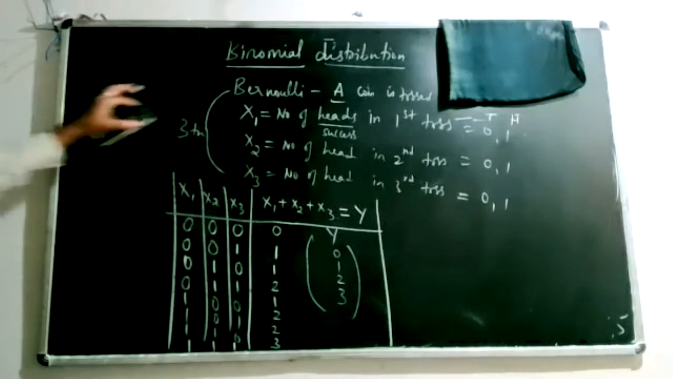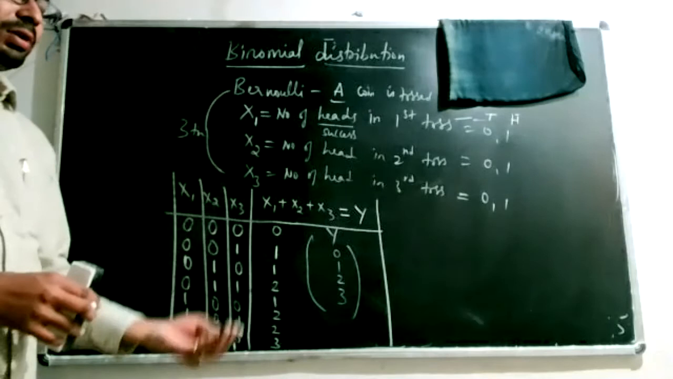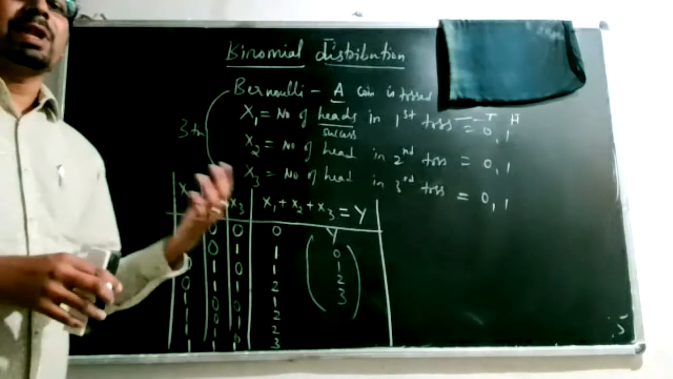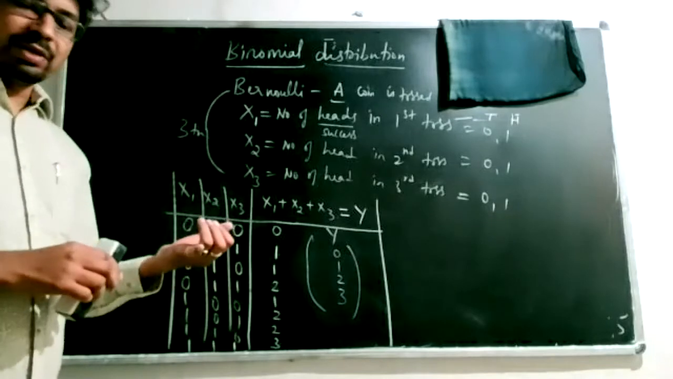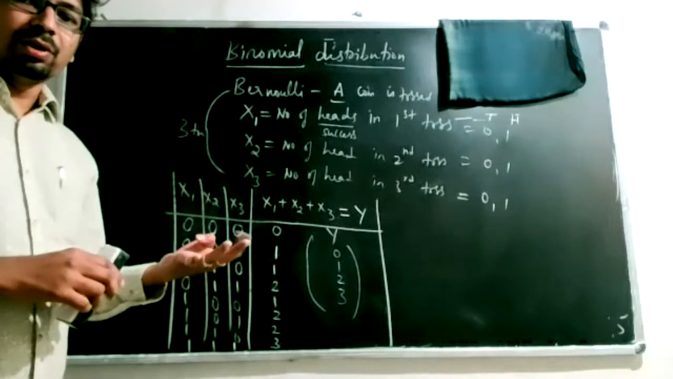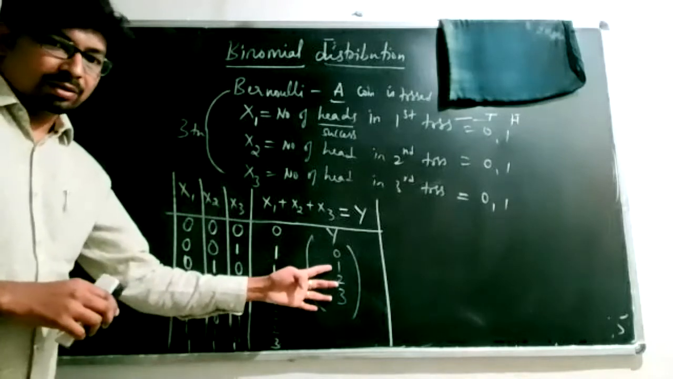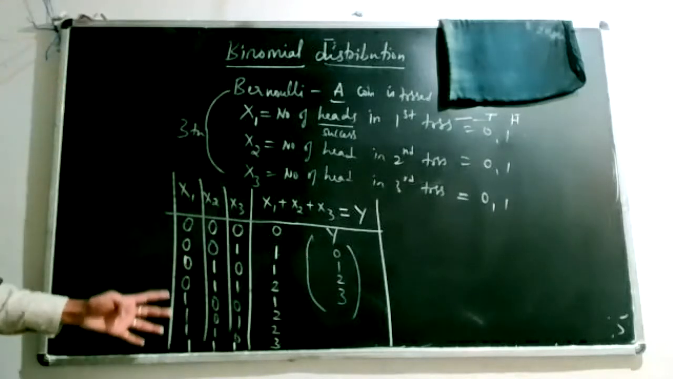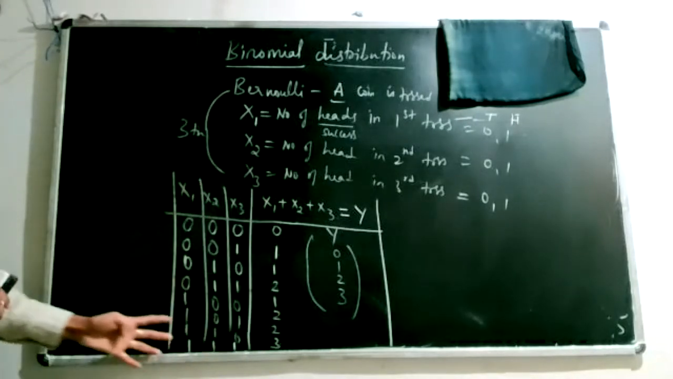Now think of this as a simple example of tossing three coins together. If you toss three coins, how many heads can you possibly observe? You could observe 0 heads, 1, 2, or 3 heads. So only 4 possibilities are there. How are those possibilities arising? Because of this Bernoulli experiment, which is happening in the background.